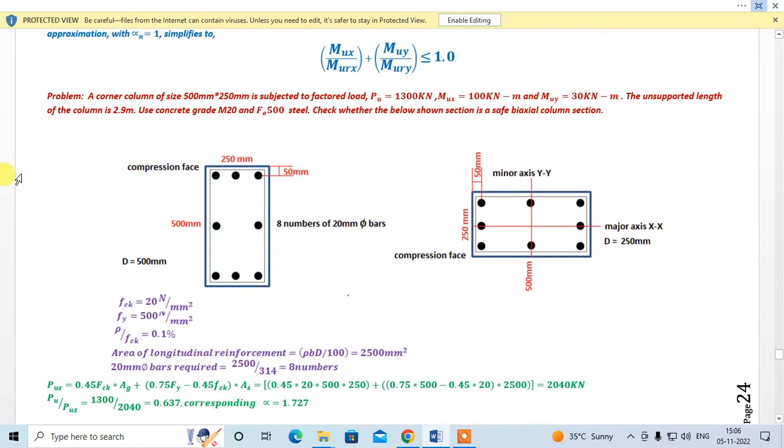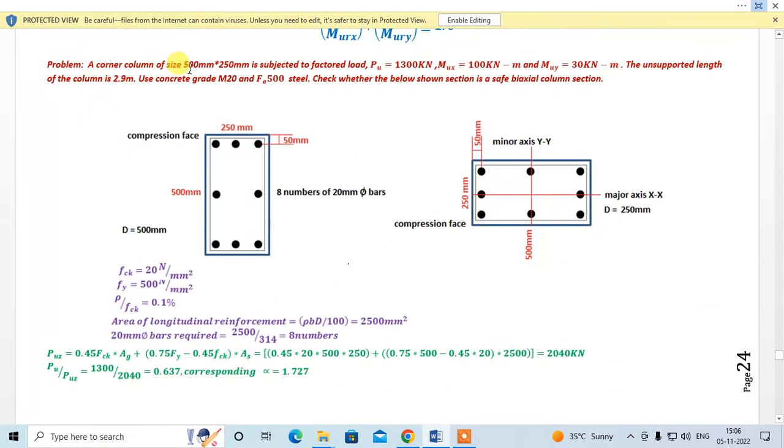Problem: a corner column of size 500 by 250 mm is subjected to factored load Pu, which we will be considering as PUR. Pu is equal to 1300, Mux is 100, Muy is 30, unsupported length is 2.9, concrete grade M20, Fe415, and we have to check whether the section is safe or not.